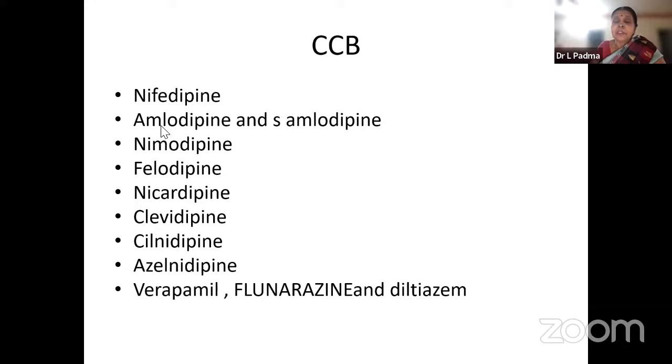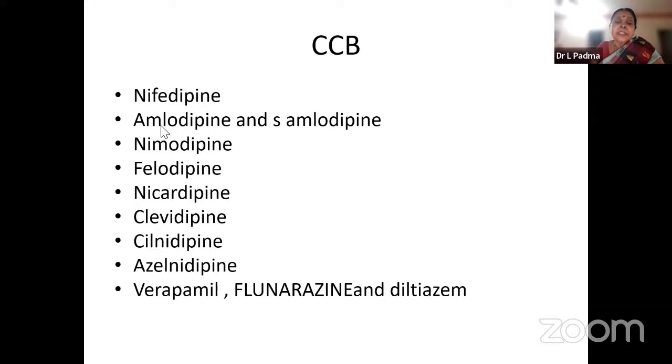One is DHP and one is non-DHP. Non-DHP like verapamil and diltiazem, they act on the heart L-type calcium channels in the myocytes. So decreased conduction. Here it is dilatation, here it is conduction. Once there is decreased conduction, heart rate will decrease, and most often they are used in arrhythmias and they can lead even to heart block. So you have to be careful. Their drug interactions are very common.